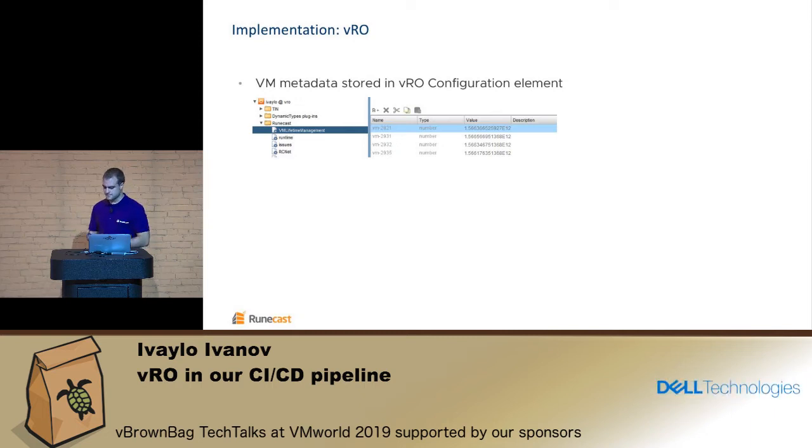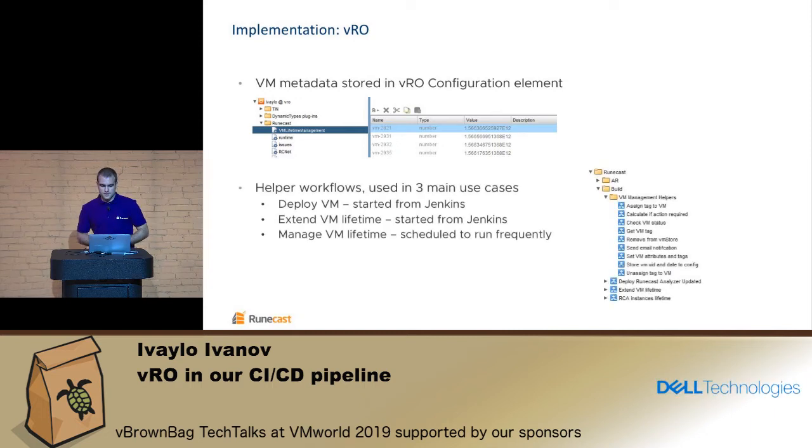In terms of workflows, we have 3 main workflows and a bunch of helper workflows. That's how I used to do things in vRO. I recommend you this way. Usually when I start to work on some project, I all the time create this helpers workflow folder where I put workflows which can be reused in different wrapper workflows.